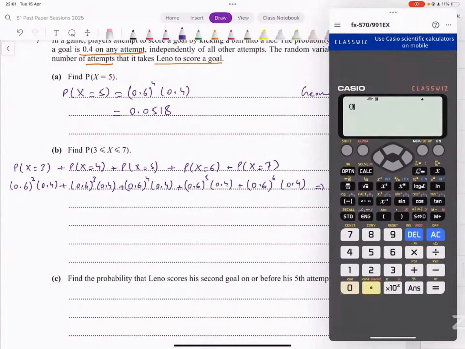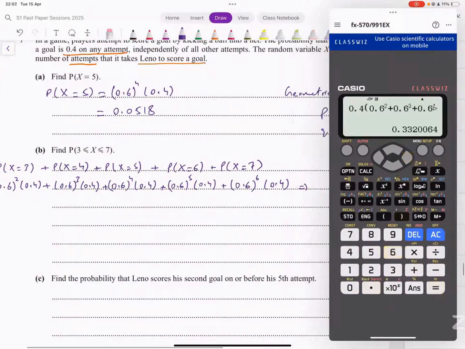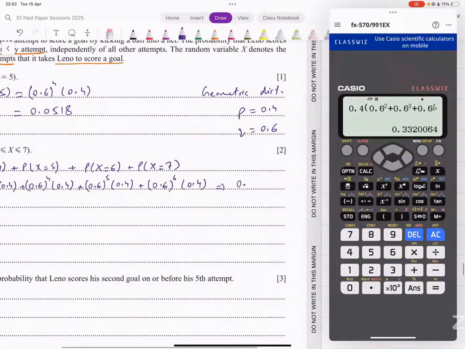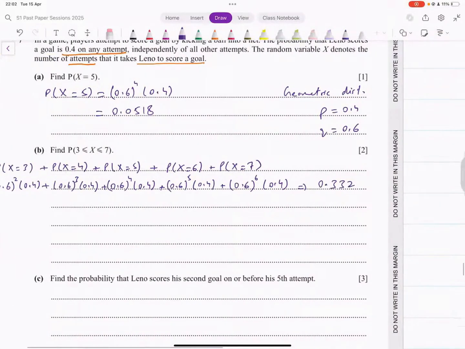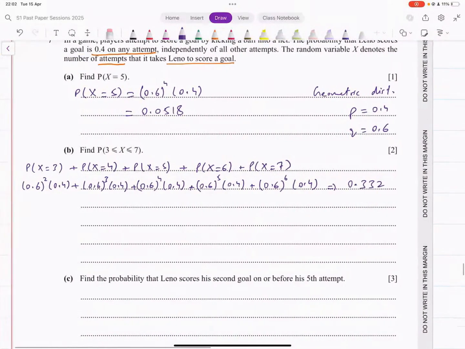So in your calculator, you could put it like this, take 0.4 common, then inside you say 0.6 squared plus 0.6 cubed plus 0.6 raised to power 4 plus 0.6 raised to power 5 plus 0.6 raised to power 6. And that should give you the answer. This is giving me 0.332 to 3 significant figures, and that could be your final answer. This is one way of doing this. It works. It's only 5 values, you can do that.